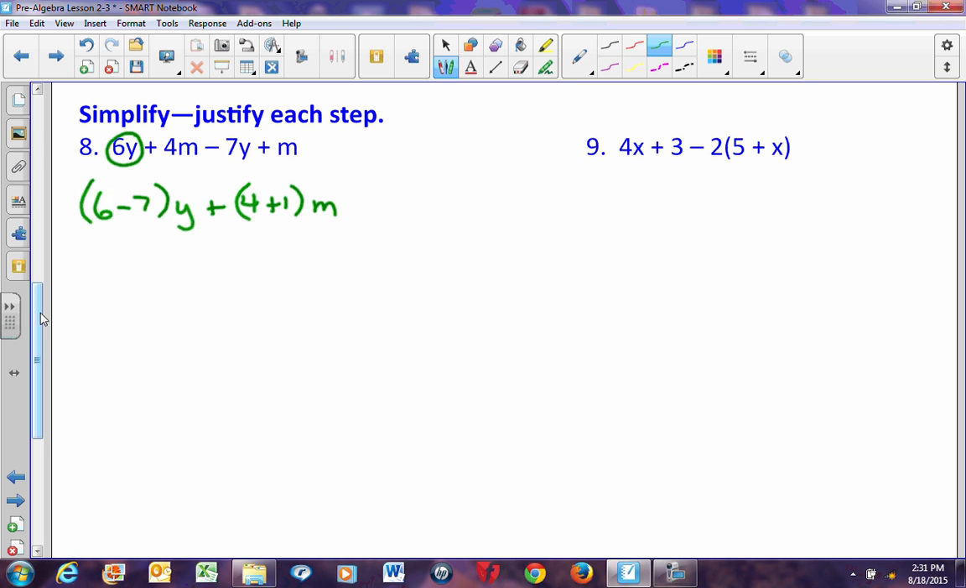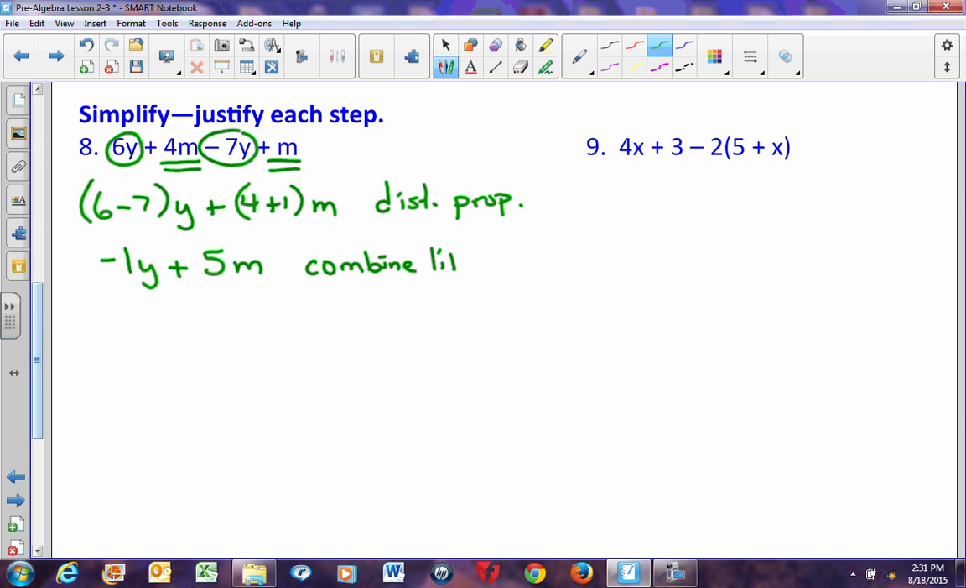Because all I did was take my like terms here, and I just used the distributive property to separate them so that I could deal with the numbers separately from the variables. So 6 minus 7 is negative 1y, plus 4 plus 1 is 5m. Okay? And all I did here was combine my terms. My final answer is negative 1y plus 5m, or negative y plus 5m, same thing.